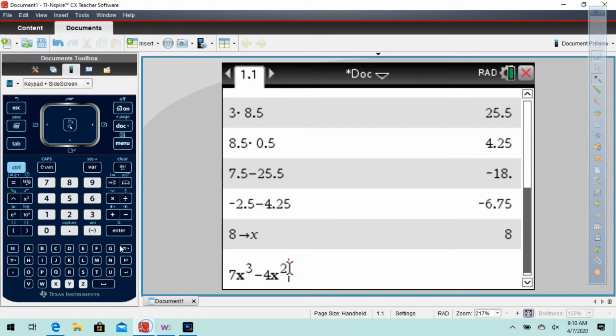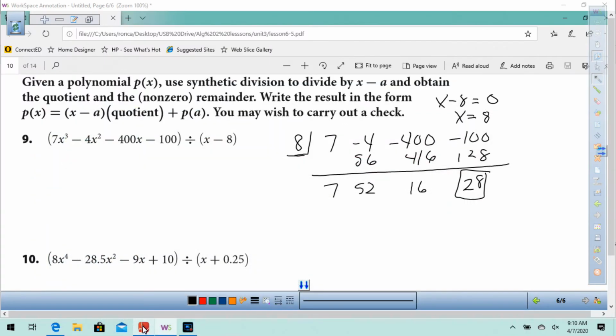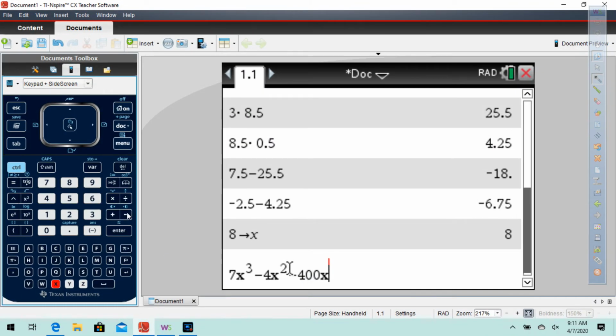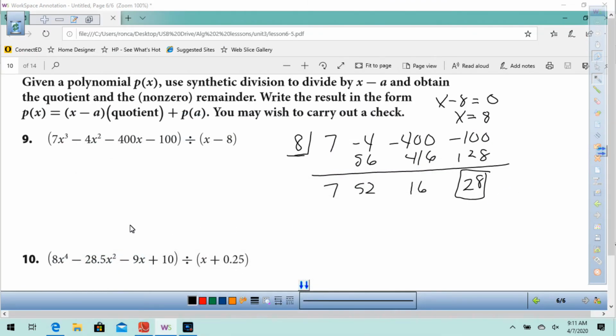Minus 400x. Minus 100. 28. We got 28 here. Okay, so let's write it. Our answer is x minus 8.